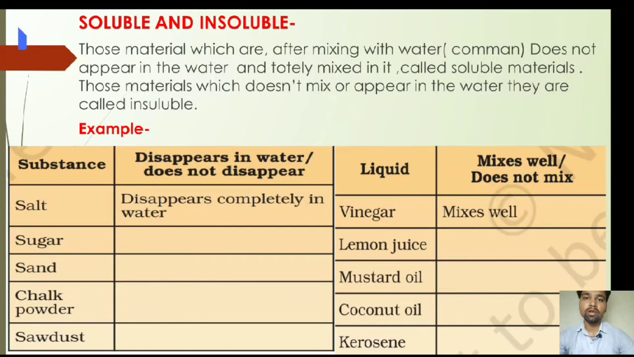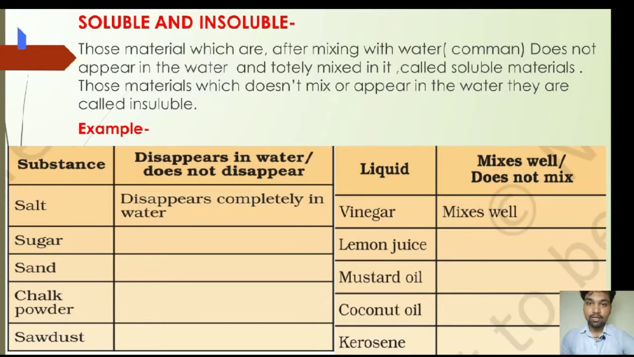So insoluble objects can be separated from the water by various types of methods. Friends, here again two charts are given. The first chart represents the substance, and those substances are given which disappear in the water and those substances which do not disappear in the water. So friends, if we take the first example, that is salt. Friends, salt is the commonly used material in our home.